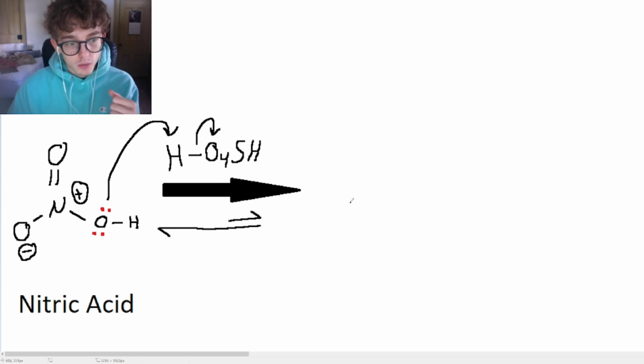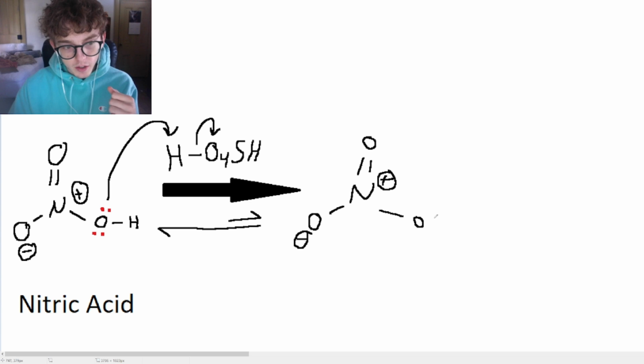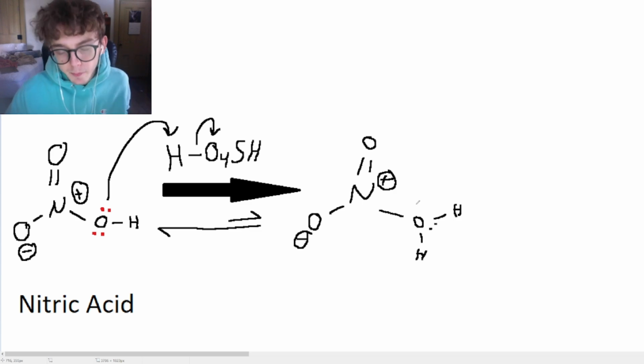All right, so we protonate our nitric acid. We have 3 charges on this molecule. We know that that's no bueno. We don't really like that. So we're going to have to neutralize some of these charges. And how can we do that?